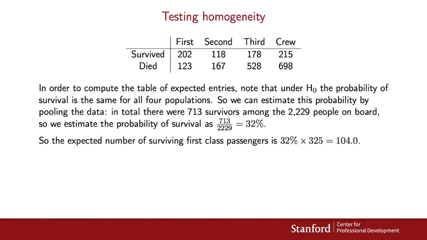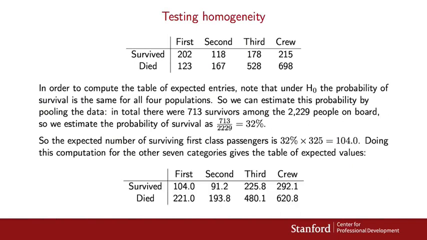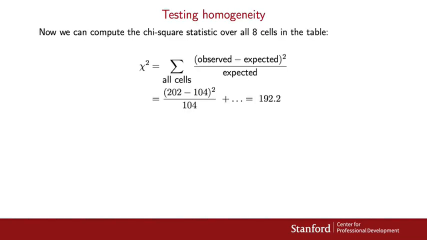out to be 104. We repeat this calculation for the other 7 categories, and that gives us our table of expected values. Then we compute the chi-square statistic just as before. That is, we look at the difference between observed and expected, square it, divide by expected, and sum over all 8 cells. In that case, the chi-square statistic gives us 192.2.